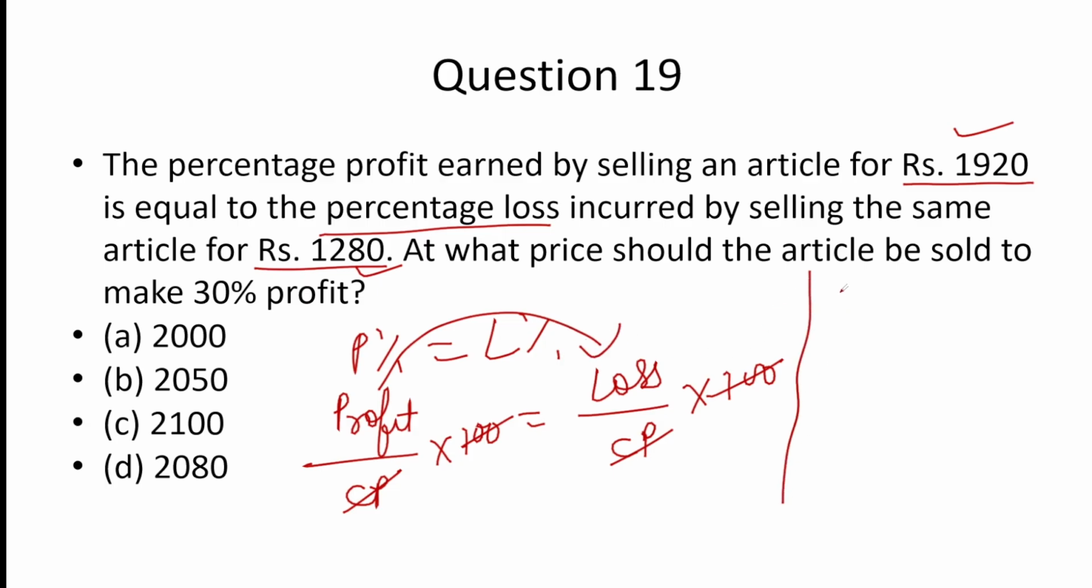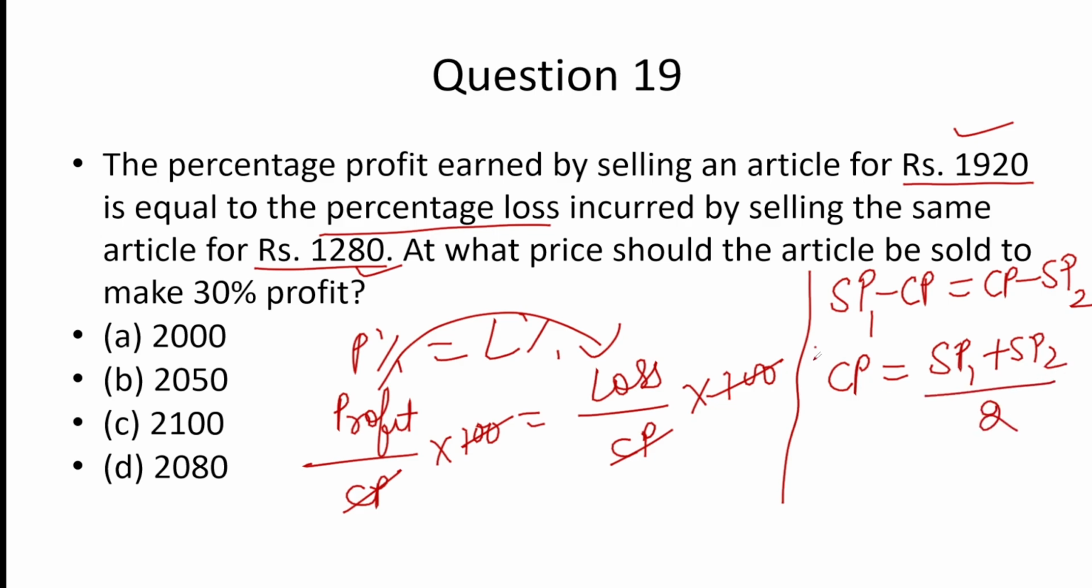How do we find profit? SP minus CP. How do we find loss? CP minus SP. Suppose this is SP1, this is SP2. So what will be the CP? CP is the sum of the SPs divided by 2. This is the CP.